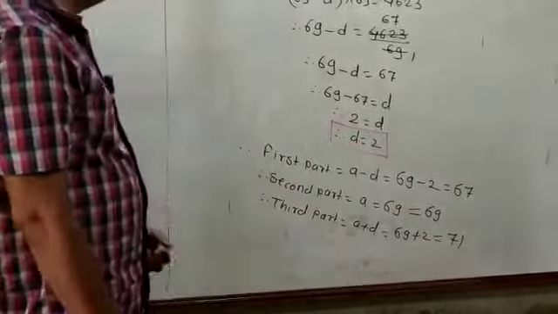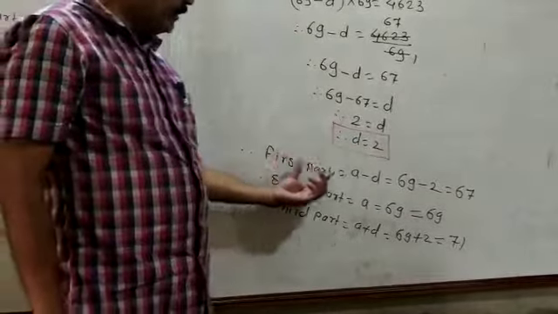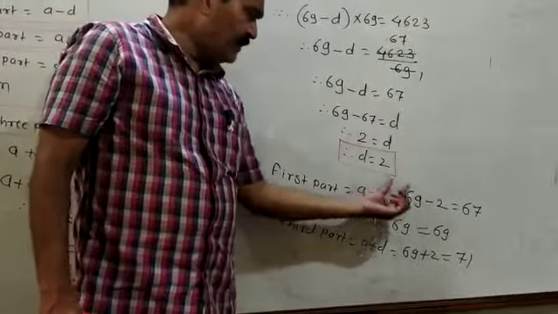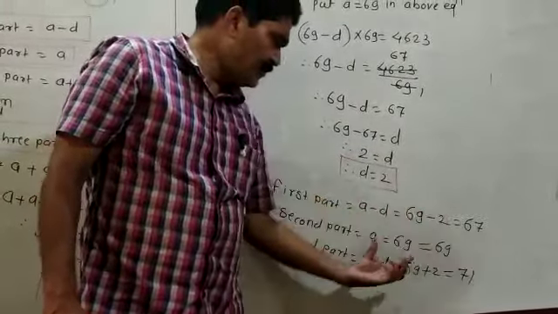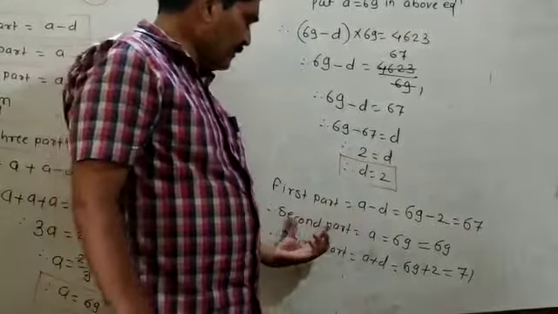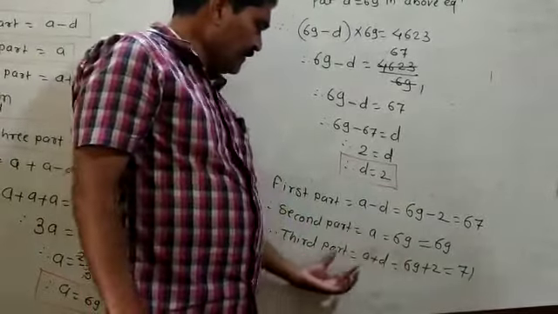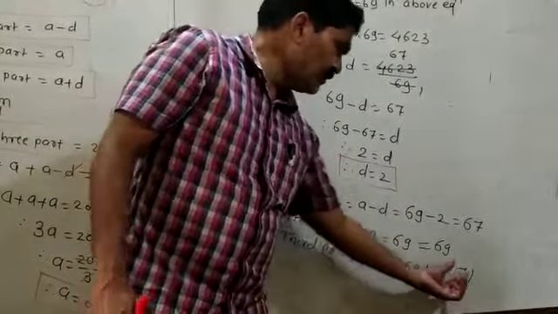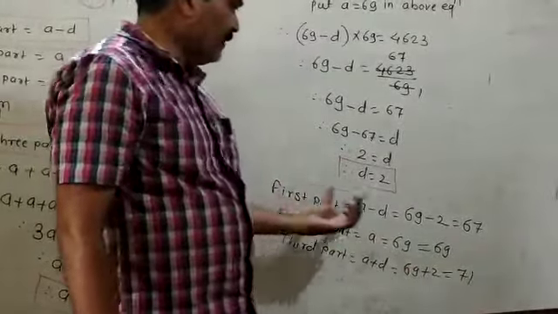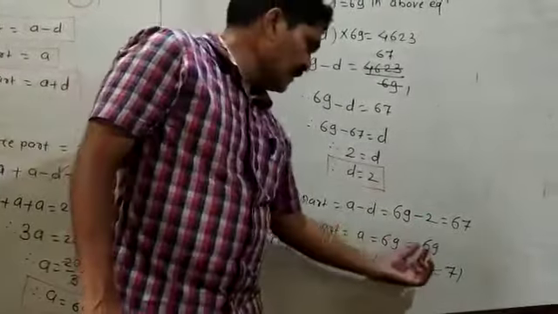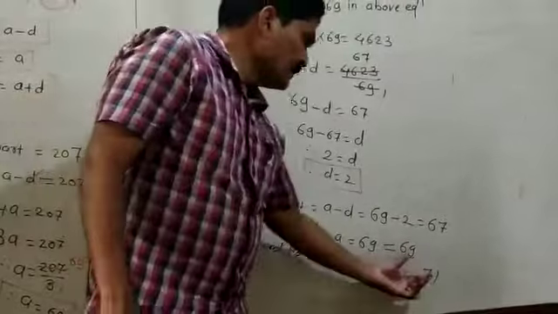it is very easy to find the first part. First part is equal to A minus D, the value of A is 69 minus the value of D is 2. Then the second part is A is equal to 69. Then the third part is A plus D, 69 plus 2 is equal to 71. Therefore the first part will be 69 minus 2 is equal to 67. Second part is 69 and third part is 71.